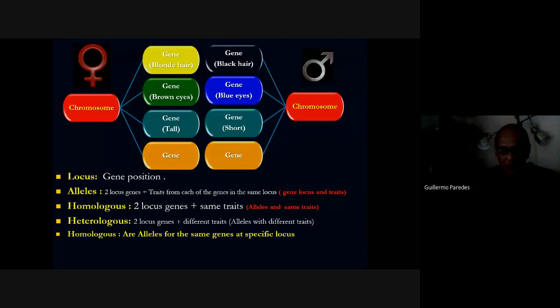Okay, so now here we have the locus. Locus is the position when we're talking about a single chromosome at a time. The locus. Where is the department of hair in that building? So building A.